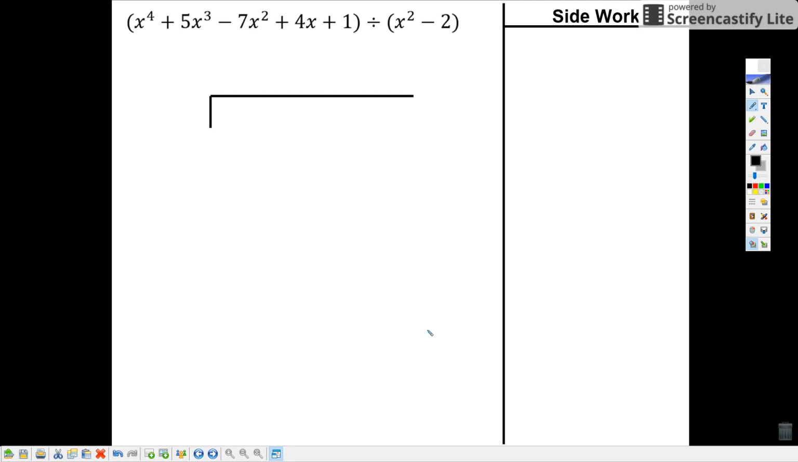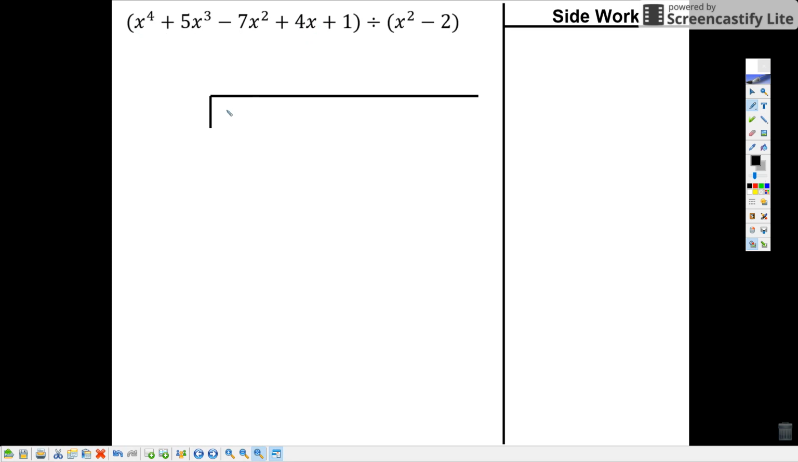All right, we're going to go ahead and do a long division problem again. This time we're going to do these two polynomials. This one will be a little more exciting because our divisor has an x squared this time, and our dividend has a degree of 4.